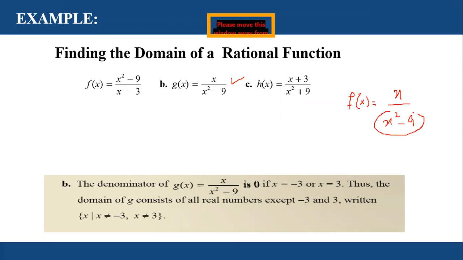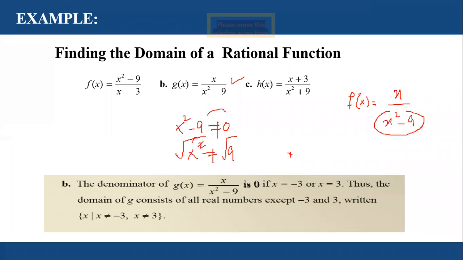So just put the denominator not equal to 0. X square minus 9 must not equal 0. Transfer 9 to the other side: x square not equal to 9. Taking the square root, x is not equal to plus minus 3. So two values are not possible, plus 3 and minus 3. All other values except plus 3 and minus 3 are in the domain of the function.